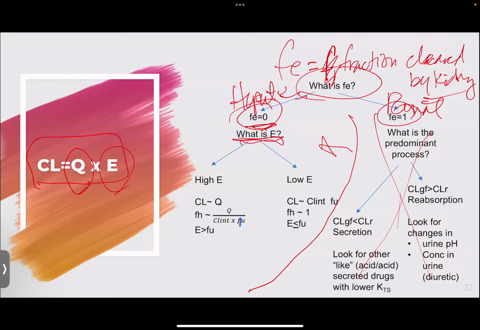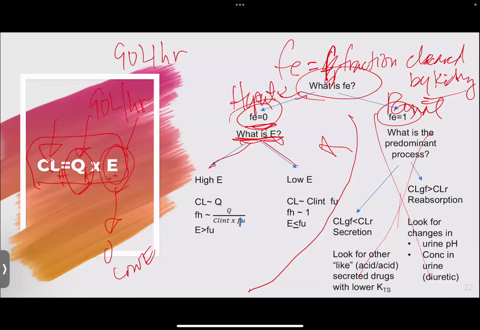So what is the E? Is it a high E or is it a low E? How do we determine that? Well, if we have the clearance and we know Q is 90 liters per hour, and this is hepatic clearance, and this is hepatic blood flow, we can determine the E, can't we? Unless it's given to you. And obviously the closer it is to 0 means low E. The closer it is to 1 means high E.